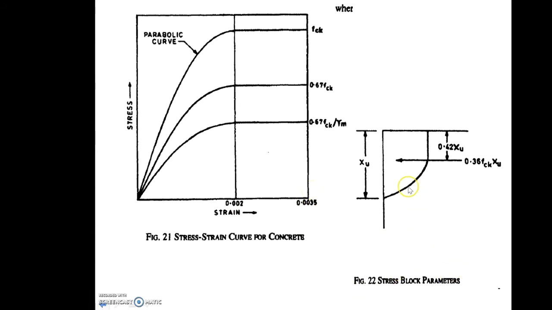This is the stress block parameter. In this case, the total compression is located at a distance of 0.42 xu, and the total compressive force is equal to 0.36 fck b xu, where xu is the neutral axis depth.